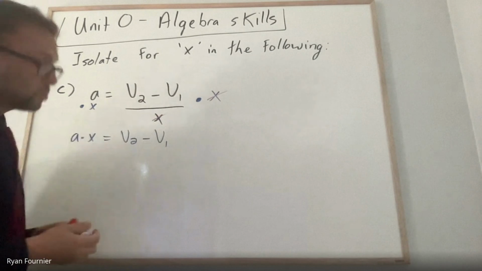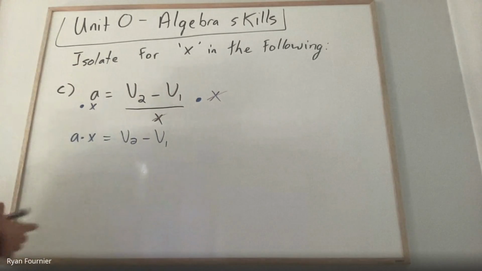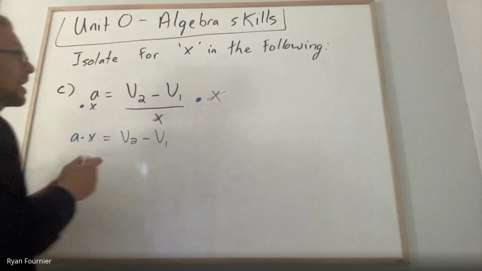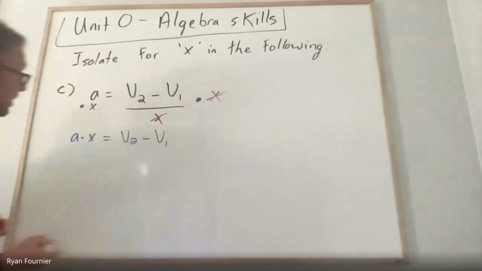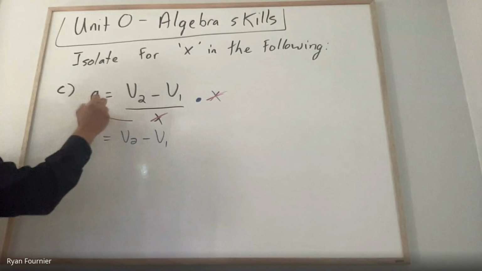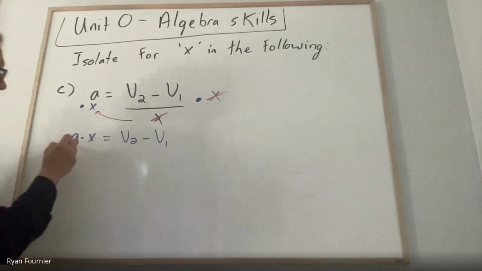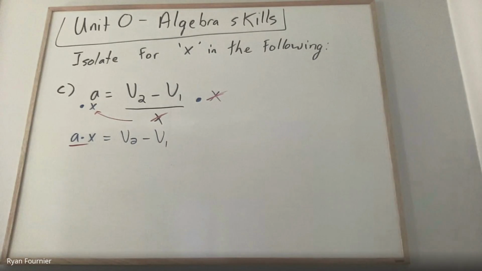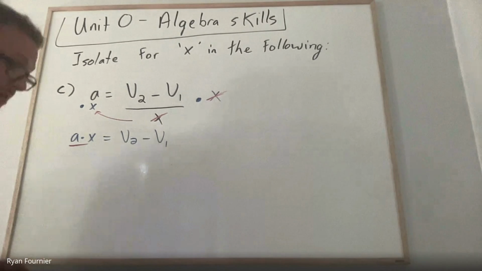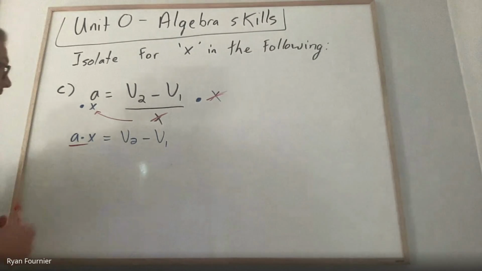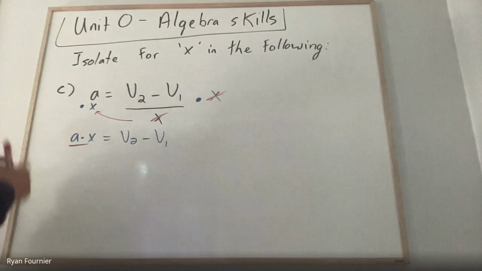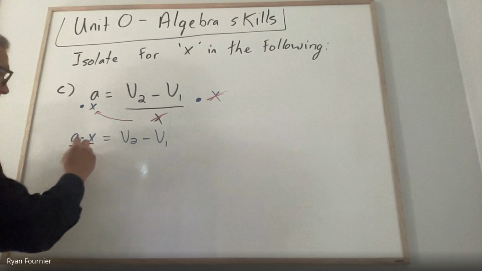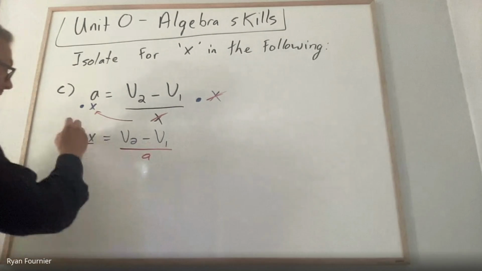So in order to remove the denominator or place it to the other side, just multiply both sides by x. What that does is cancel x out on this side, but more importantly it brings it over here. So then I'm left with a times x is equal to v2 minus v1. Well, in this case, it's very simple. If I just want x to be on the left side only, I only have to get rid of the a. So I'm going to divide both sides by a.